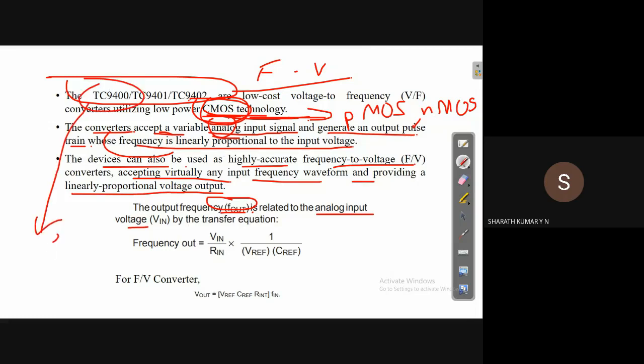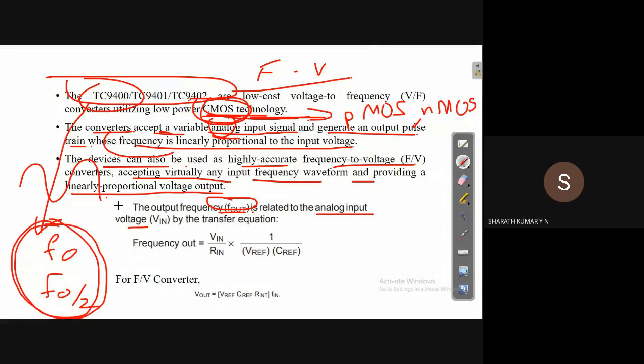TC9400 has two outputs. One is F0 and the other output is F0/2. That is variable frequency. Input voltage has a fixed frequency. Output gives a variable frequency. By the transfer equation, frequency output is Vin by Rin into 1 by Vref into Cref. Cref, we saw last class, is the capacitor connected to Cint. In that case, I think it was called Cint.